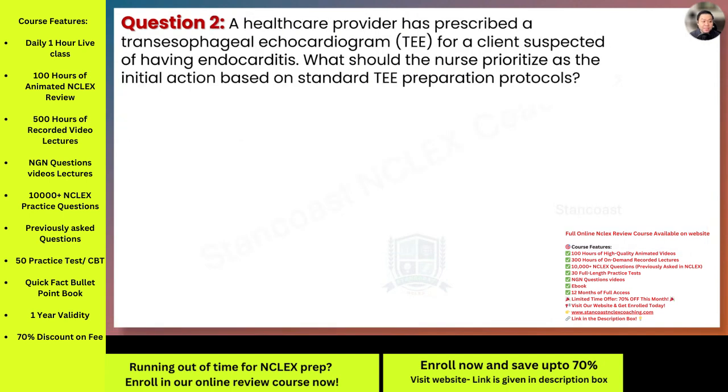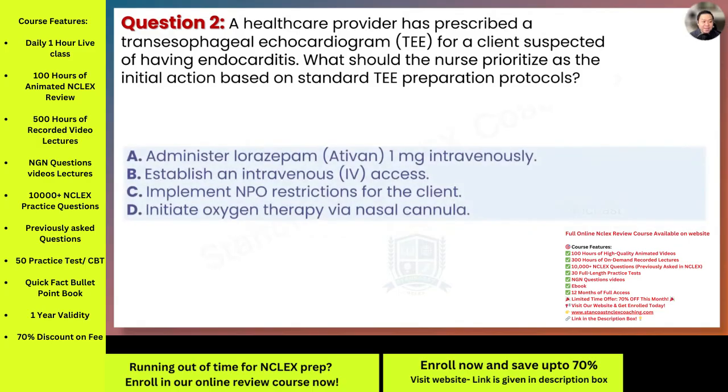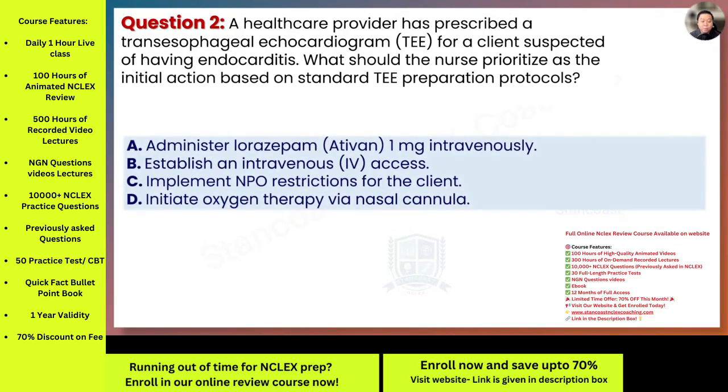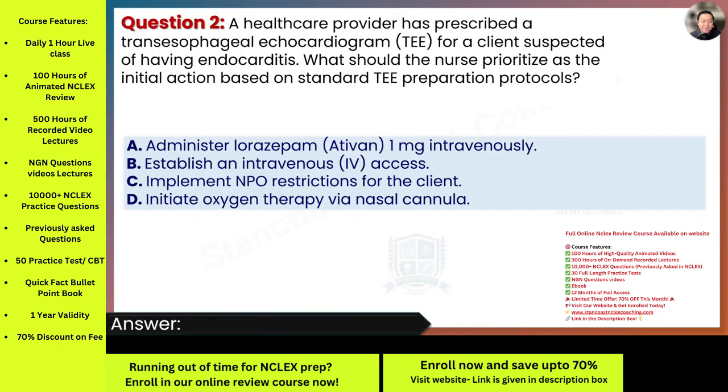Let's have number 2. A healthcare provider has prescribed a transesophageal echocardiogram, or TEE, for a client suspected of having endocarditis. What should the nurse prioritize as the initial action based on standard TEE preparation protocols? Options: A. Administer lorazepam Ativan 1 mg intravenously. B. Establish an intravenous access. C. Implement NPO restrictions for the client. And D. Initiate oxygen therapy via nasal cannula. Your answer here should be letter C. And why is that?